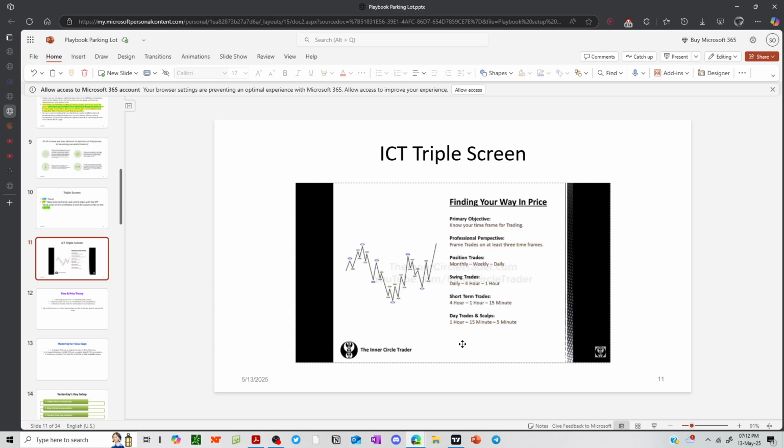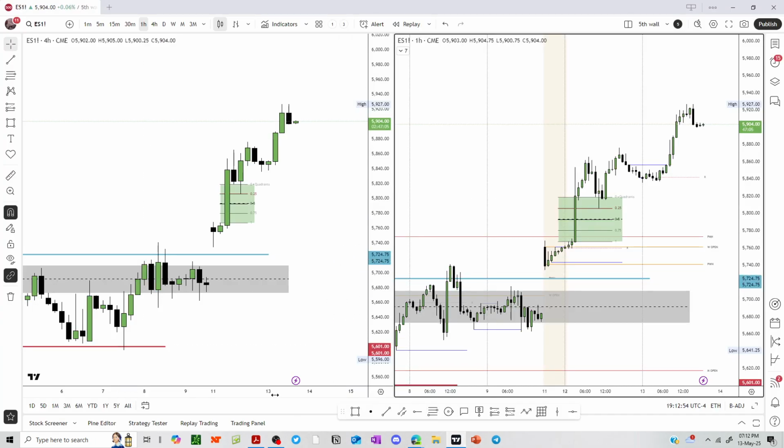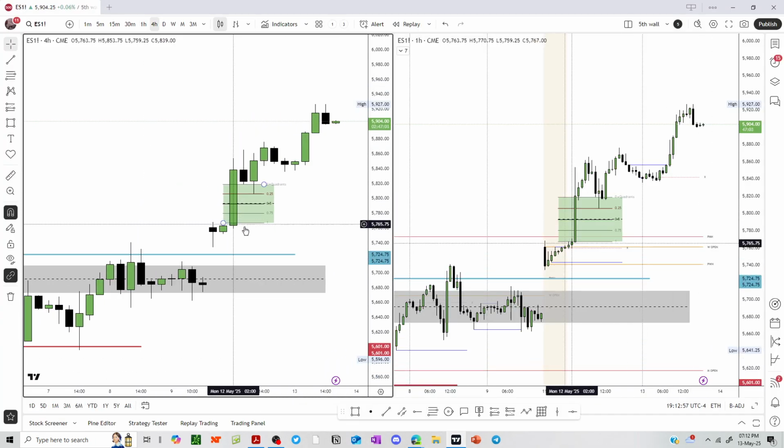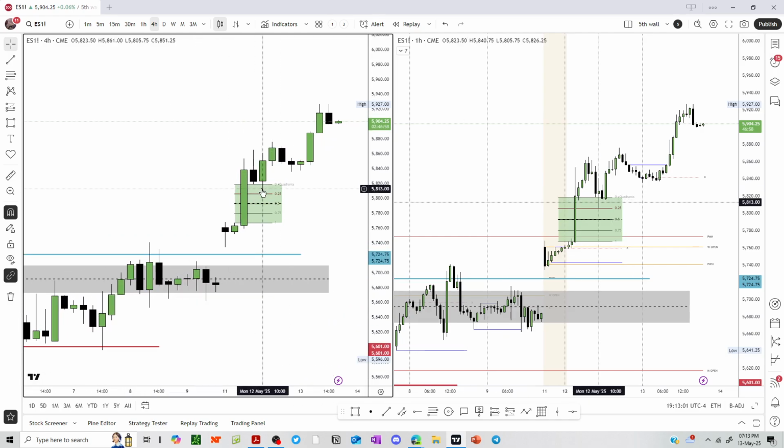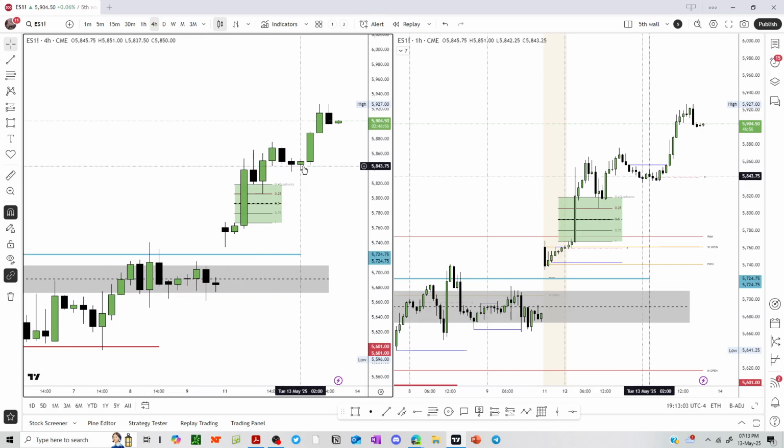One thing that Dr. Alexander Elder, author of Come Into My Trading Room and New Trading for a Living, mentions is that you shouldn't move to the intermediate time frame until you have analyzed the higher time frame chart. That kind of keeps you, to some degree, out of harm's way. These are from the previous days. I'm going to leave that there, even though they're not relevant right now because today is Tuesday.